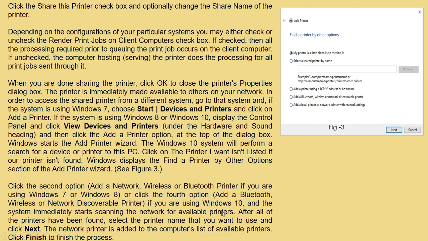for available printers. After all of these printers have been found, select the printer name that you want to use and click on the next option. Now the network printer is added to the computer's list of available printers. Then click on finish to complete the finishing touch of your printer sharing option.